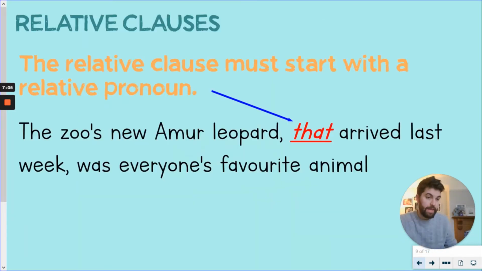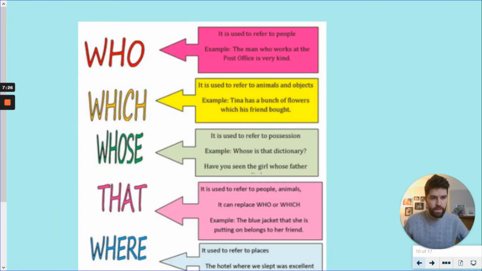So in our example here, we replace the leopard with the relative pronoun that, because if we didn't use a pronoun, we'd end up with the sentence, the zoo's new Amur leopard, the leopard arrived last week, was everyone's favourite animal. And we're repeating that word leopard when we don't need to. We don't want too much repetition in our sentences, so we use these pronouns. Oh, sorry, I'm skipping ahead there. Who, which, whose, that, where, and when.